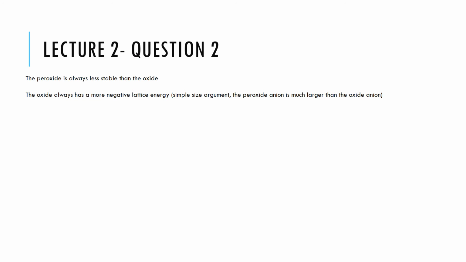And if you remember, when we spoke about this in the lecture, we always said that the peroxide for group 2 metals is less stable than the monoxide, and that the monoxide will always have a more negative lattice energy than the peroxide. And this we determined was a simple size argument. The peroxide anion is much larger than the oxide anion, and therefore in the oxide, ions can get much closer together, and the attractive forces holding the crystalline solid together are much stronger, and therefore the lattice energy is more negative, i.e. more energy is released when the solid forms, or you have to put more energy in to break up the lattice.